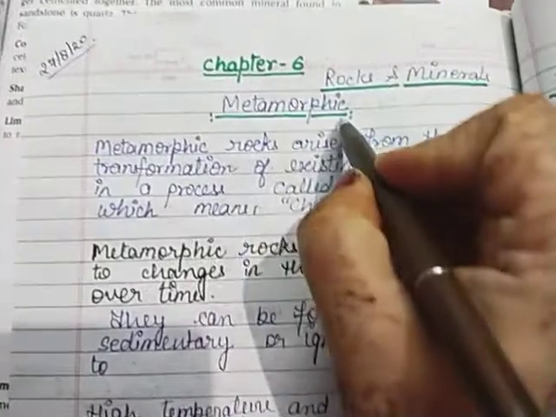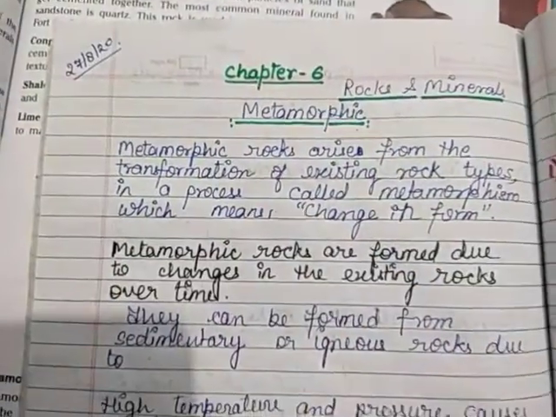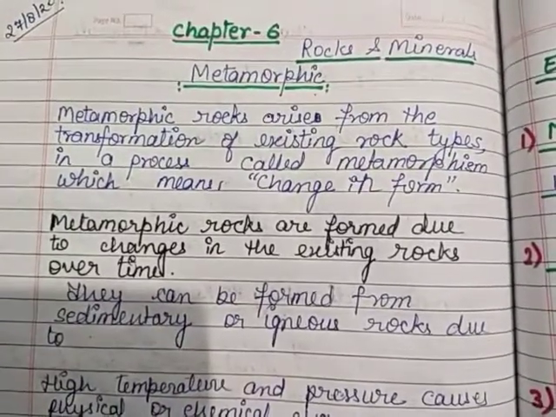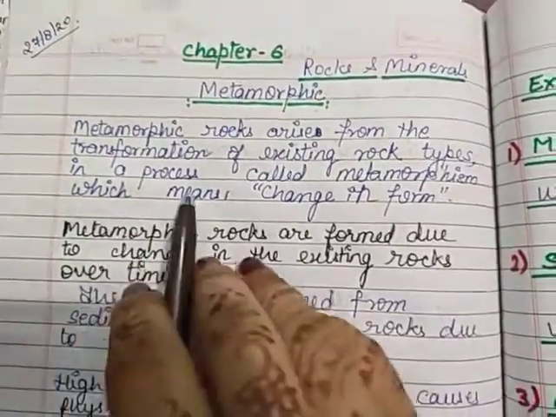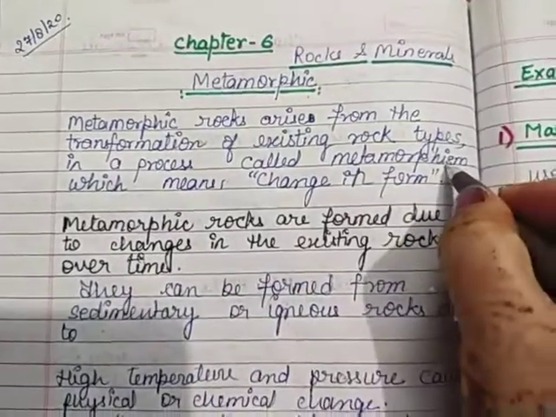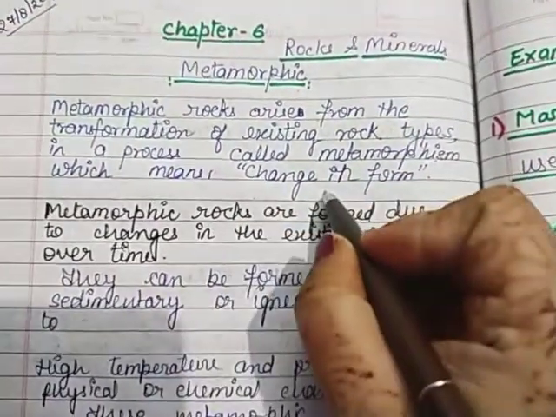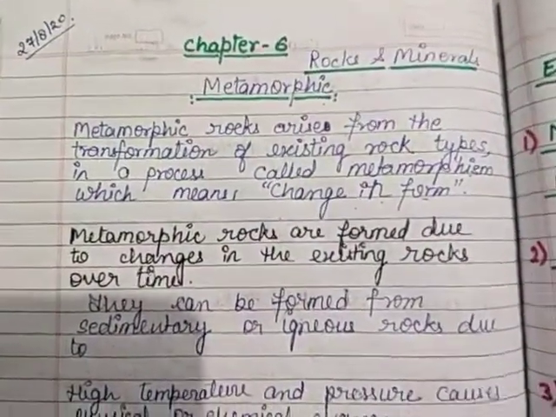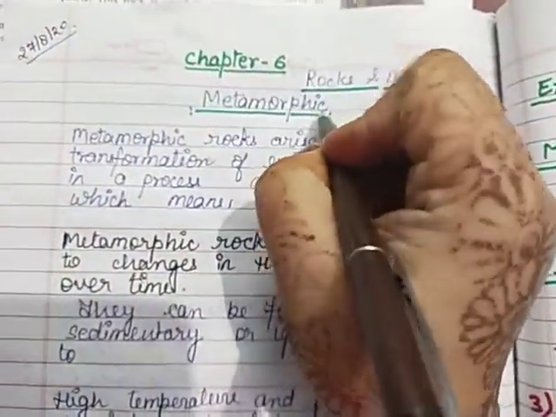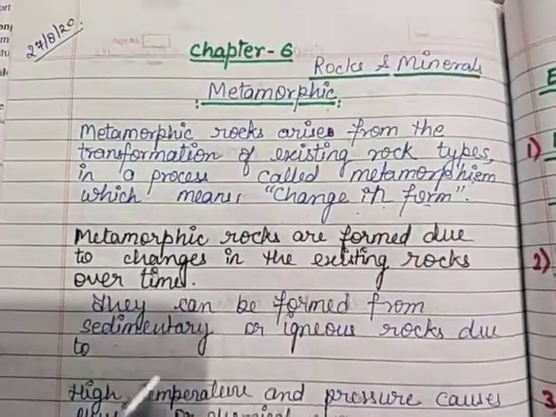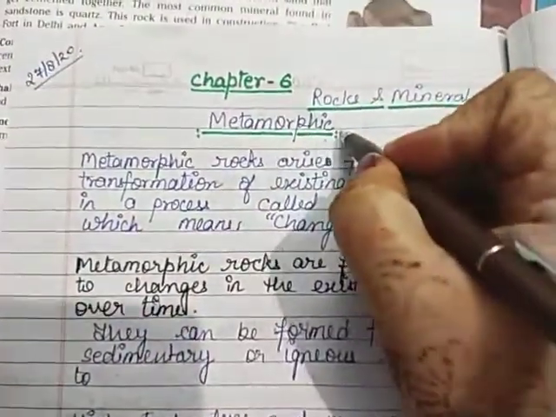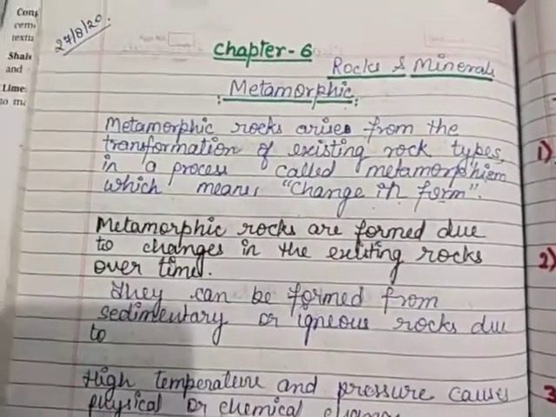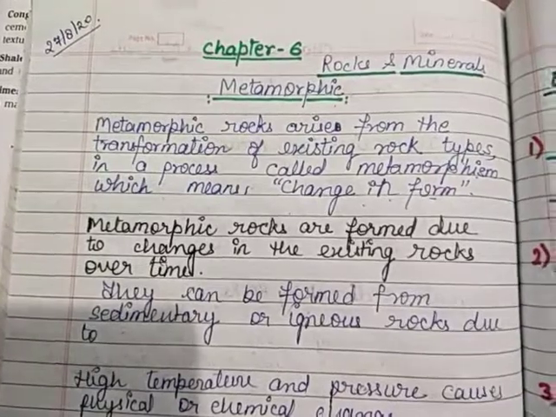So metamorphic rocks. Metamorphic rocks arise from the transformation of existing rock types in a process called metamorphism, which means change in the form. So basically metamorphic rock, as its name shows, means changes in the form. These are the rocks which are made by the transformation of rocks which already existed.